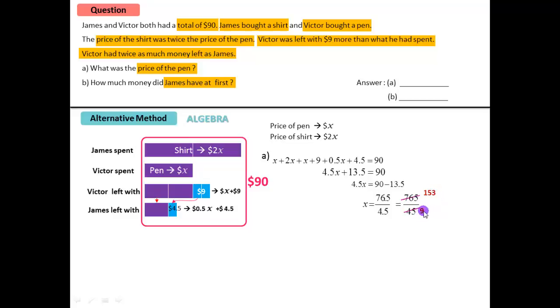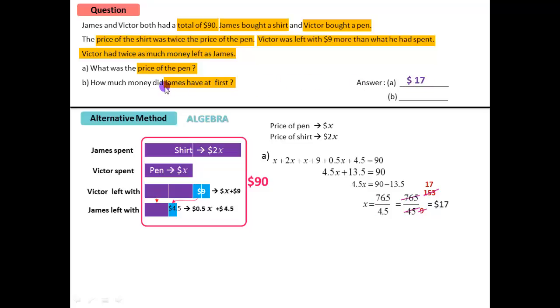Now we can do the division easily. We divide 153 by 9 to get 17. So x would be equal to $17. We have to find the price of the pen, and that is x. So our answer is $17.